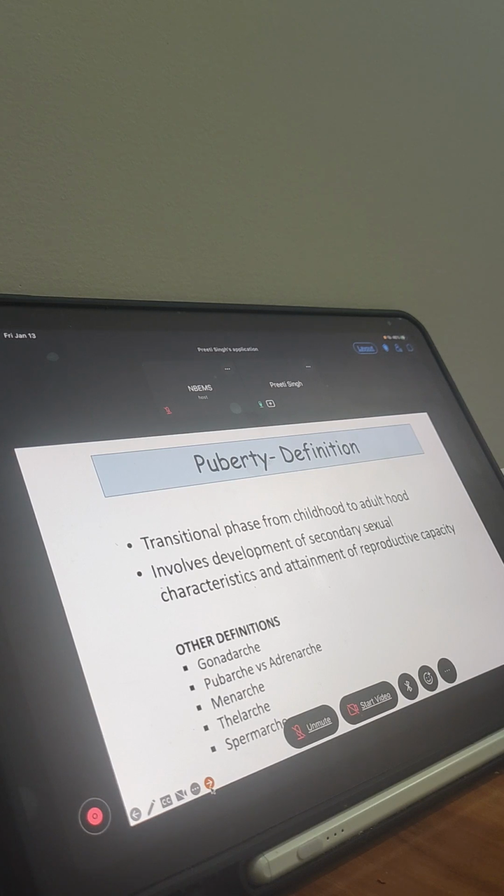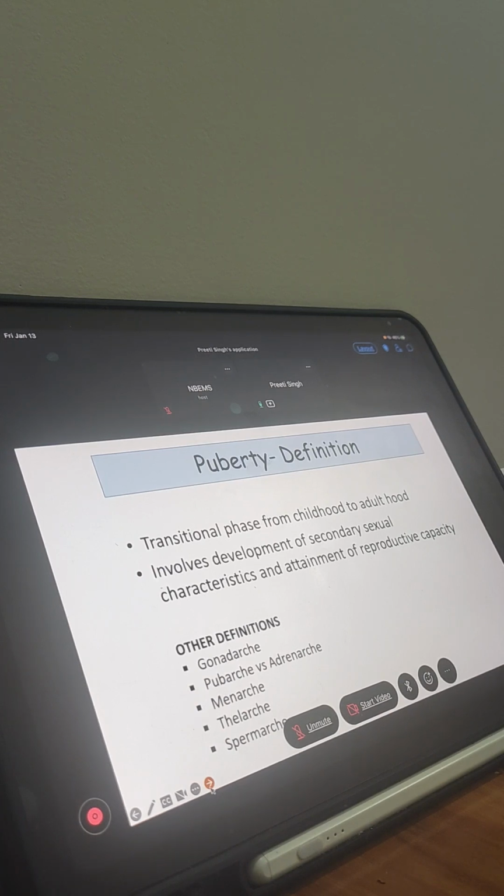Going on to the definition of puberty, puberty is actually a transitional phase from childhood to adulthood and involves the development of the secondary sexual characteristics and attainment of the reproductive capacity. Now, there are a few definitions which I would like you all to understand. There's something called gonadarche, pubarche, or adrenarche. What is menarche, thelarche, and spermarche?